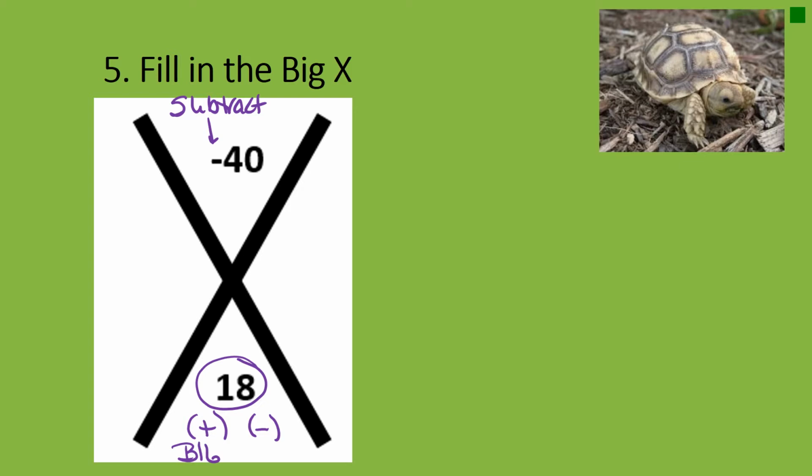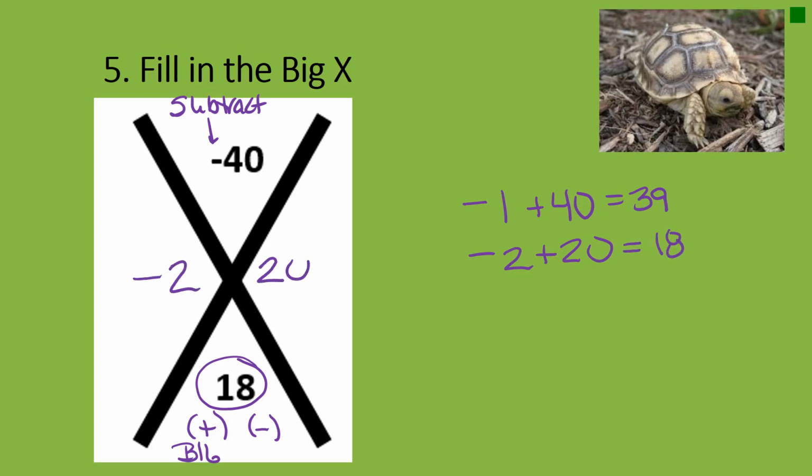So this time it's a little rougher. When I'm doing 40, I get 1 and 40. My bigger number has to be positive, so that means my smaller number has to be negative. When I put those together, I get 39. That is not 18. So I've got 2 and 20. Little number negative, big number positive. Negative 2 plus 20 is 18. Those are my two side numbers.